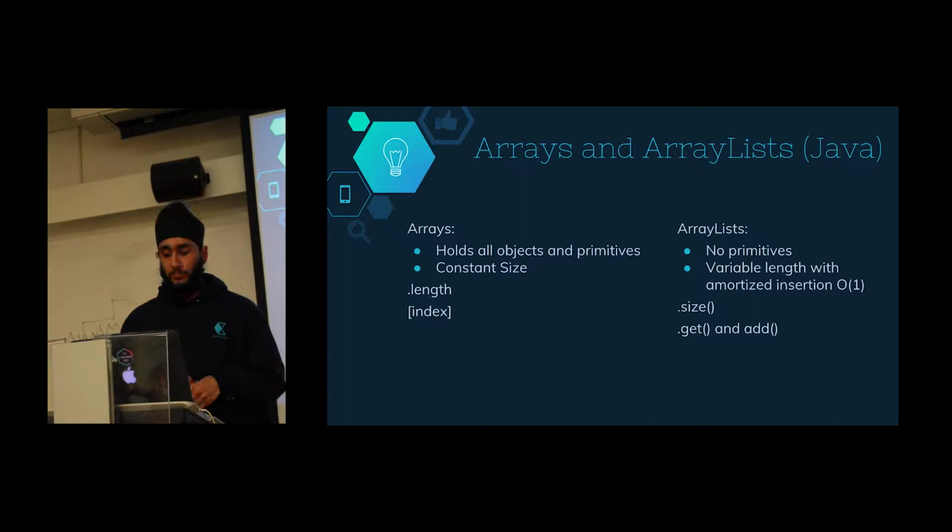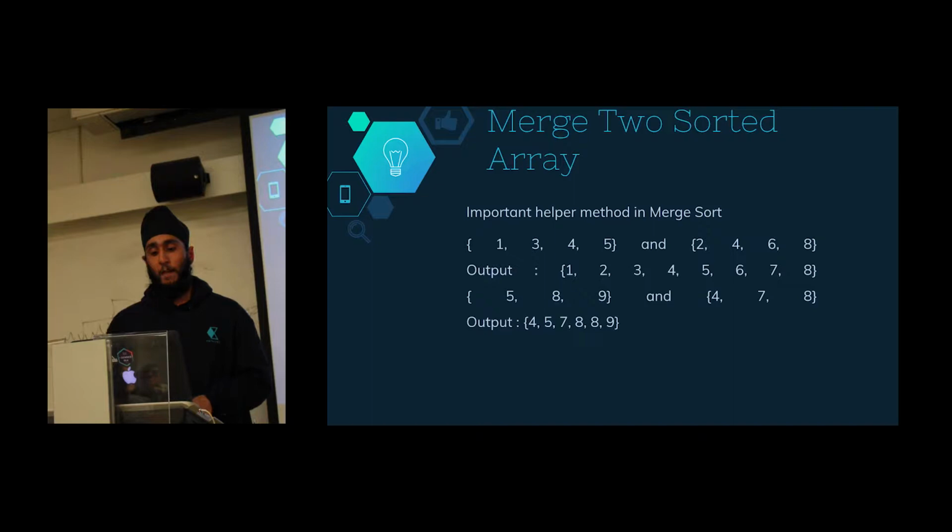To check for size, you do dot length on arrays, but you call a method dot size for array list. And you should always know how to access and add to different arrays and array lists. So for arrays, you access by indices, or for array lists you can do it by dot get by index, or you can just dot add. So we'll talk about a really, really common problem, which is merging two sorted arrays.